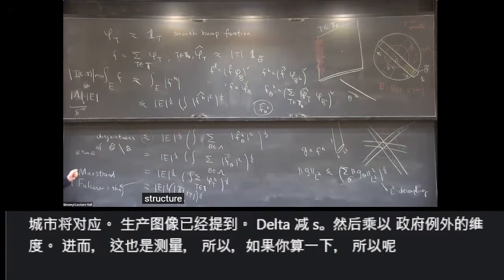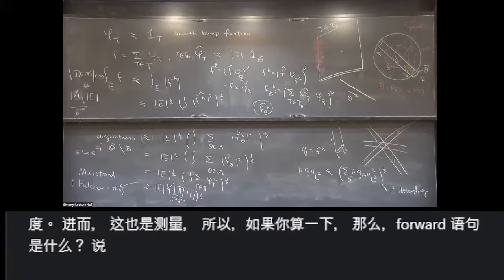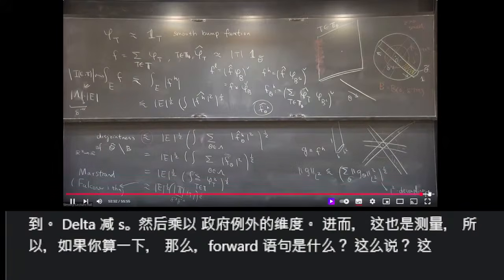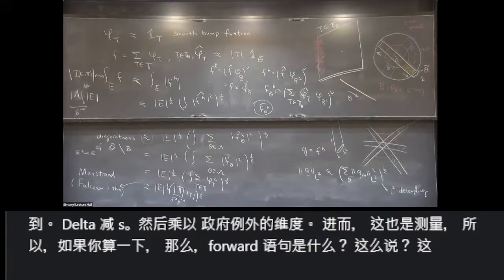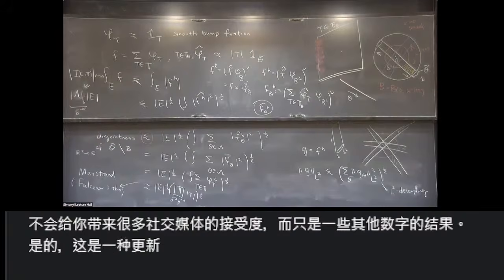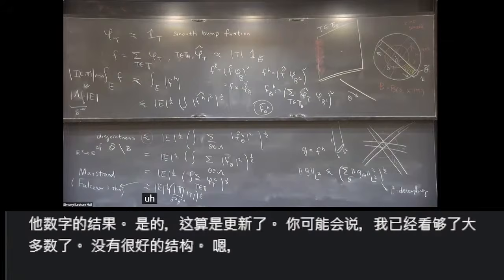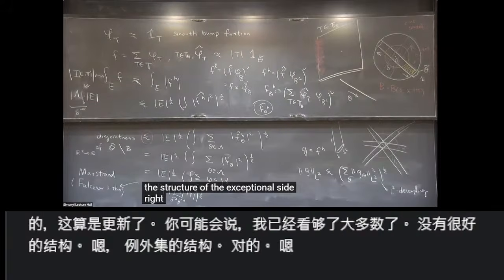So what does the statement say? Does it give you a bound on the Hausdorff dimension of the exceptional set? Yes. Basically, it's some number that comes out of the other numbers. I see. And that's the most you can hope to say? There's no nice structure to the exceptional set? Right. No, I don't know.